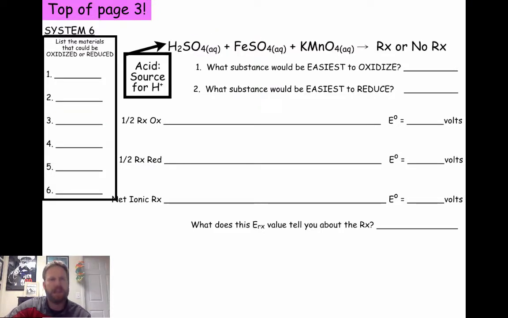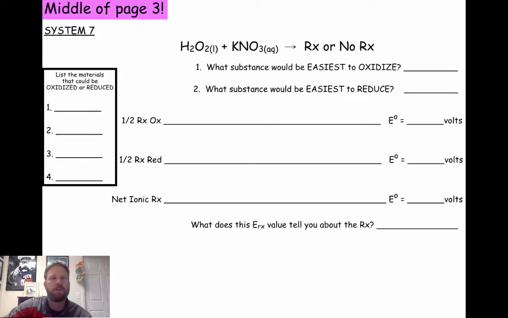If you look at system 6, we have a bunch of aqueous substances. So we've got to split all those into ions: H plus, SO4 2 minus. Okay, SO4 is 2 minus, so that means Fe here must be Fe 2 plus. Potassium is K plus, MnO4 is MnO4 minus. All of these are AQ, so that means you also have water. So your list is composed of those 6 substances. Your job now is to determine which one is easiest to oxidize and reduce to see if a reaction occurs.